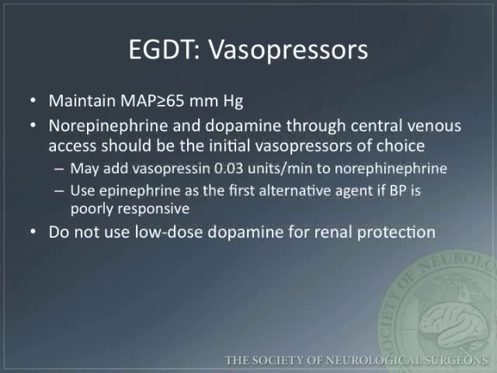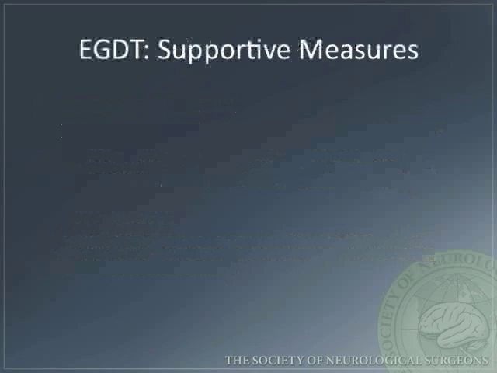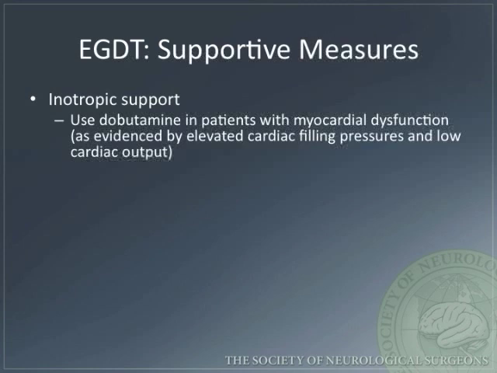Do not use low-dose dopamine for renal protection. Patients requiring vasopressors should be monitored with an arterial catheter. Other supportive measures include inotropic agents. Use dobutamine in patients with myocardial dysfunction.